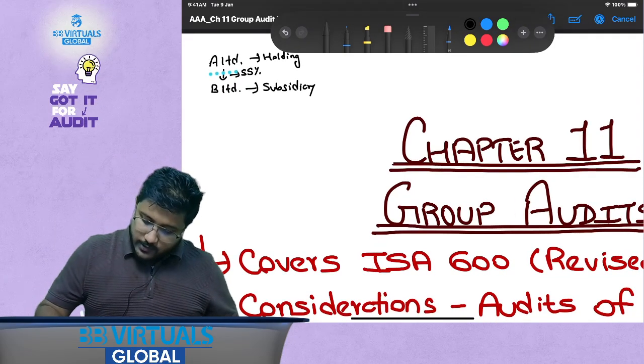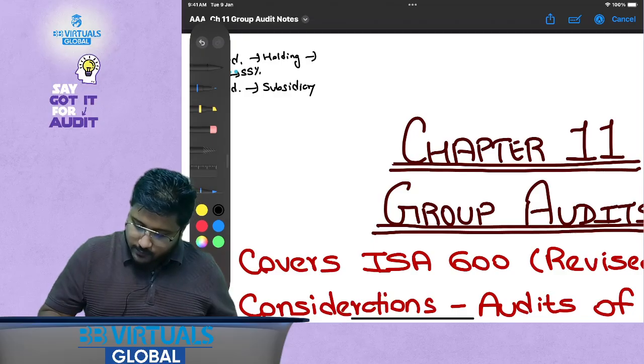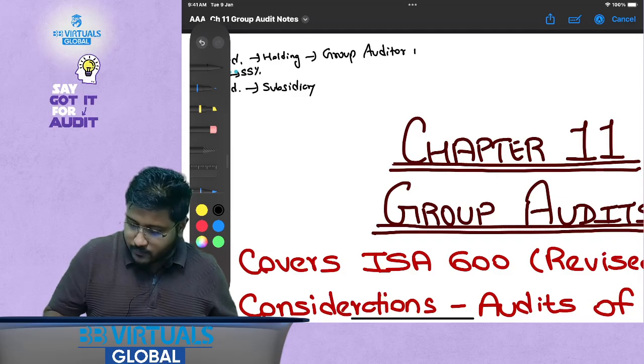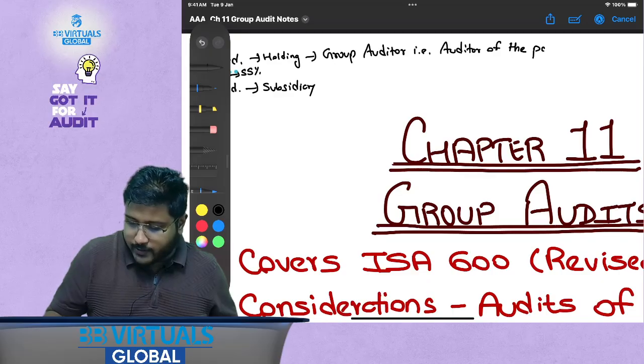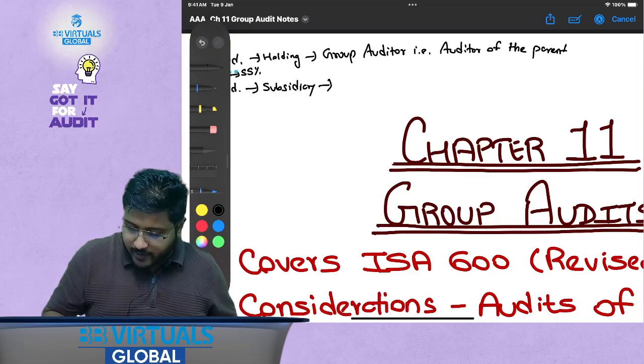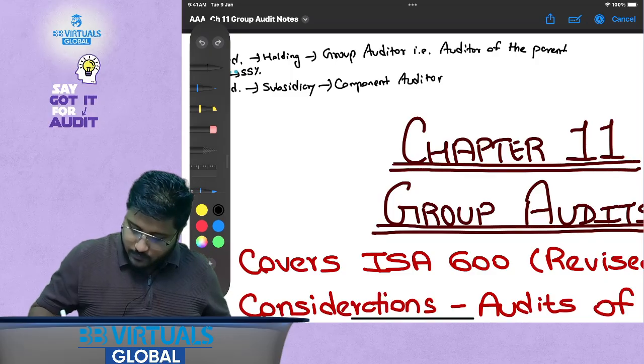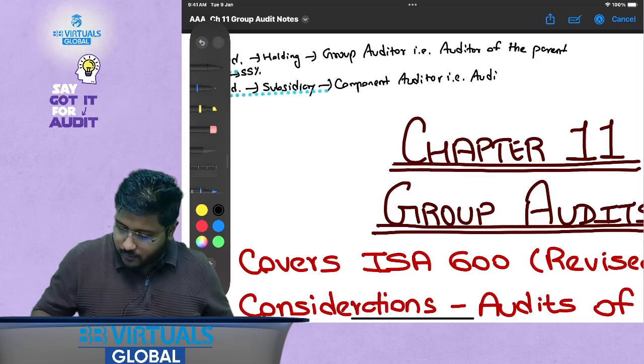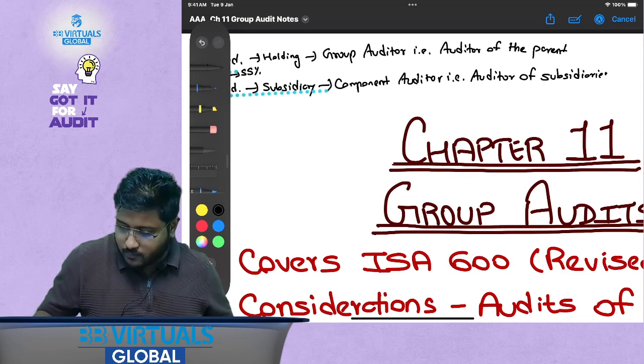Now this company will have one auditor. This would be called the group auditor, that is, the auditor of the parent. This one will also have an auditor, that would be called the component auditor, that is, the auditor of subsidiaries, associates or JVs. Okay, that is important.